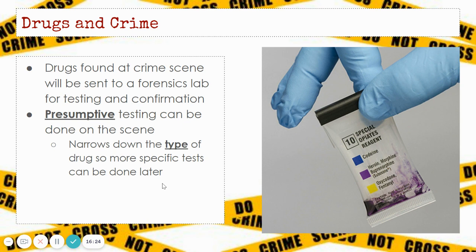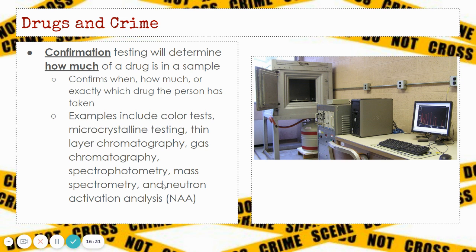That's presumptive testing. That's just going to tell us, do we have drugs? What type of drug is it? And then we'll go on and do further tests. Confirmation testing is going to be done at the lab. That's going to determine how much of a drug is in the sample. It's going to confirm how much, or exactly which drug the person has taken in their body. So we can also get like blood samples and things like that.